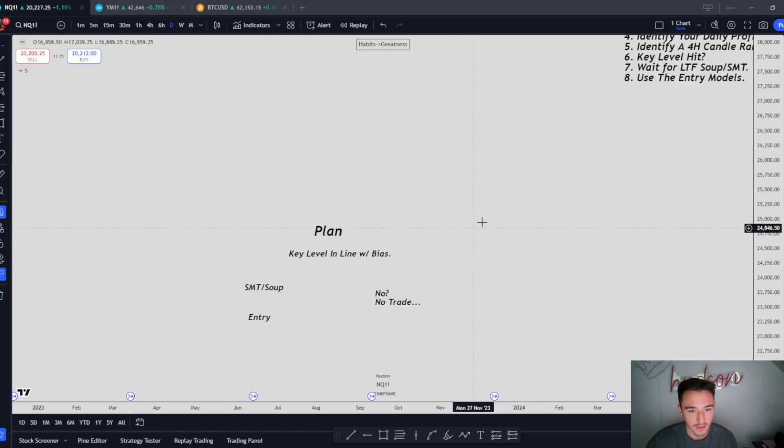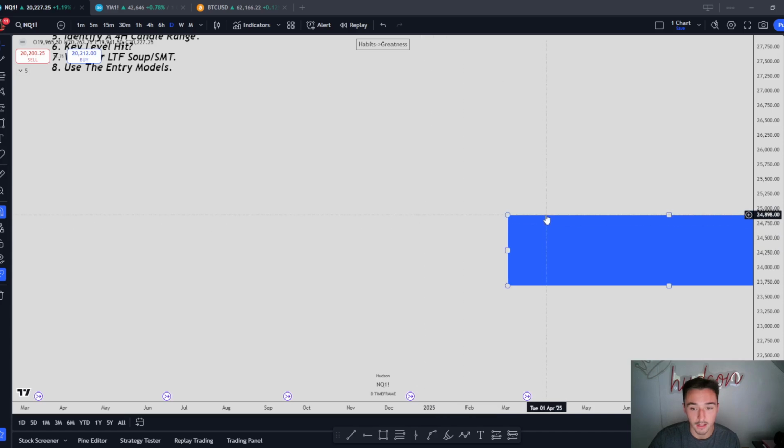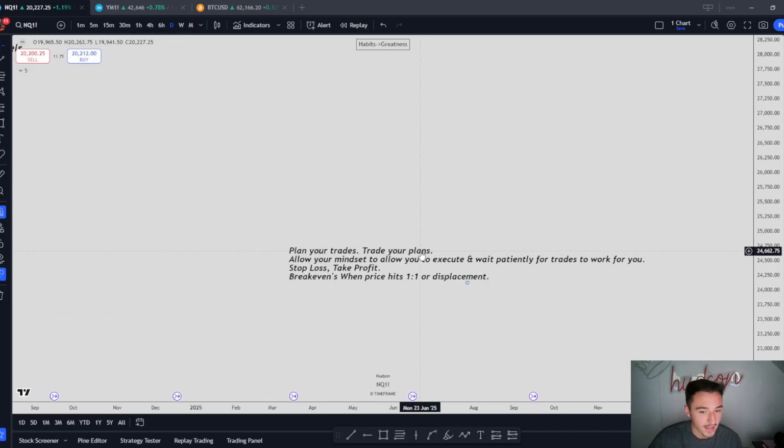Now this, the plan, this is it. Key level in line with bias? No trade. Yes, SMT soup, entry. Boom, that's the plan, right? Key level in line with bias, SMT soup, entry. That's it. No trade. And then finally, plan your trades and trade your plans, right?